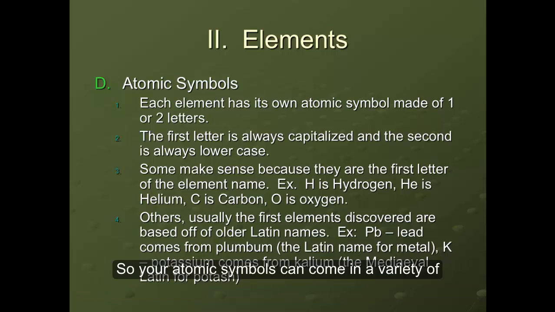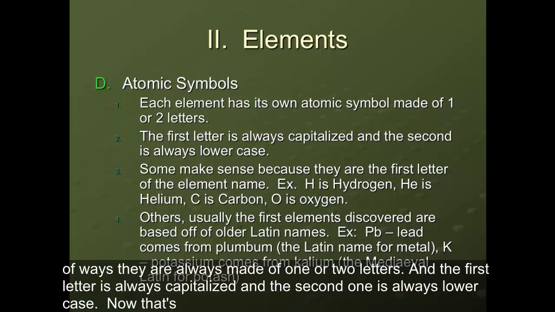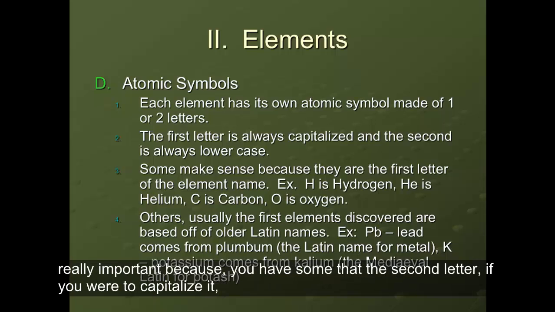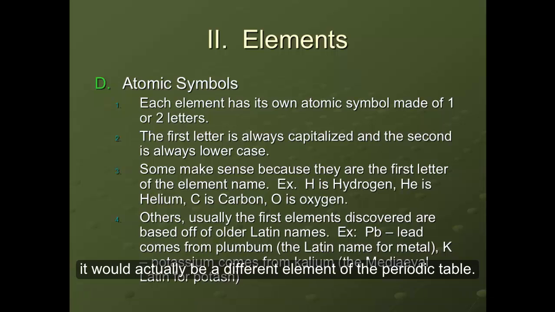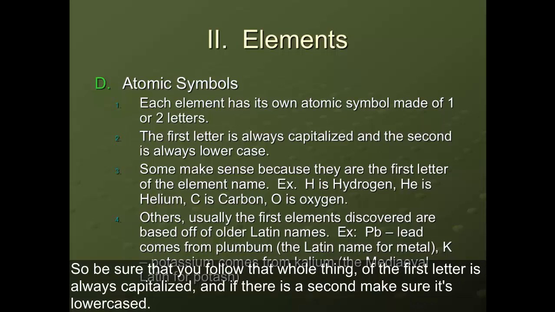So your atomic symbols can come in a variety of ways. They are always made of one or two letters, and the first letter is always capitalized and the second one is always lowercase. Now that's really important because you have some that the second letter, if you were to capitalize it, it would actually be a different element on the periodic table. So be sure that you follow that whole thing of the first letter is always capitalized, and if there is a second, make sure it's lowercase.